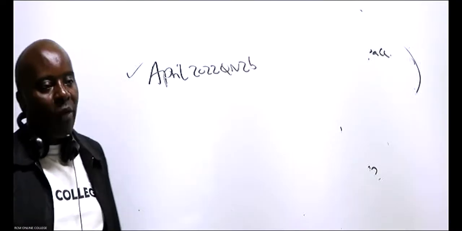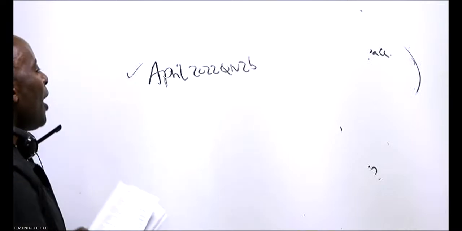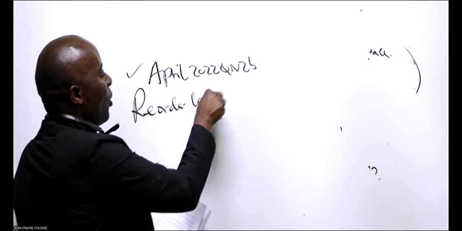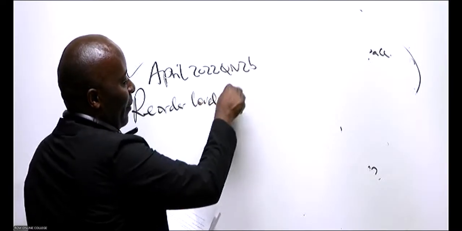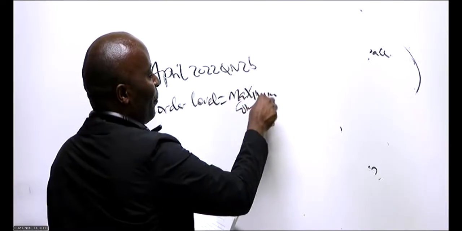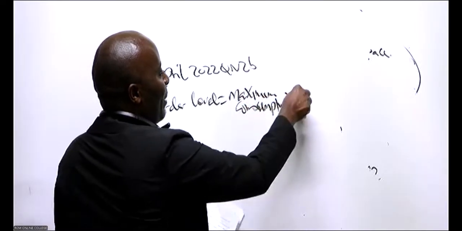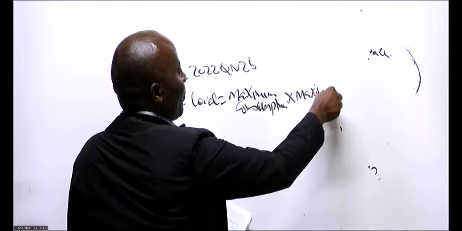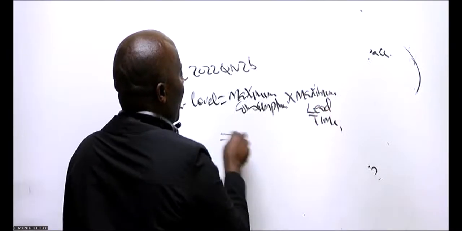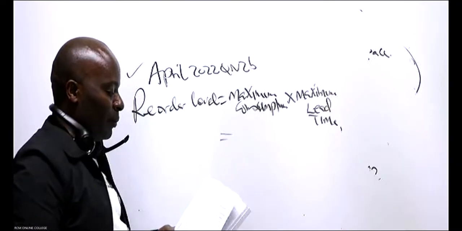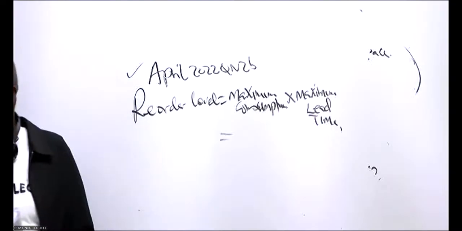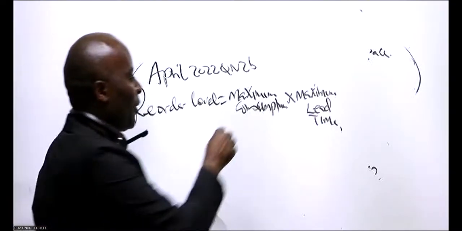They want us to give them the reorder level. So we know this is maximum consumption times maximum lead time. What is the maximum consumption? It's written there, maximum usage per day: 1,400.